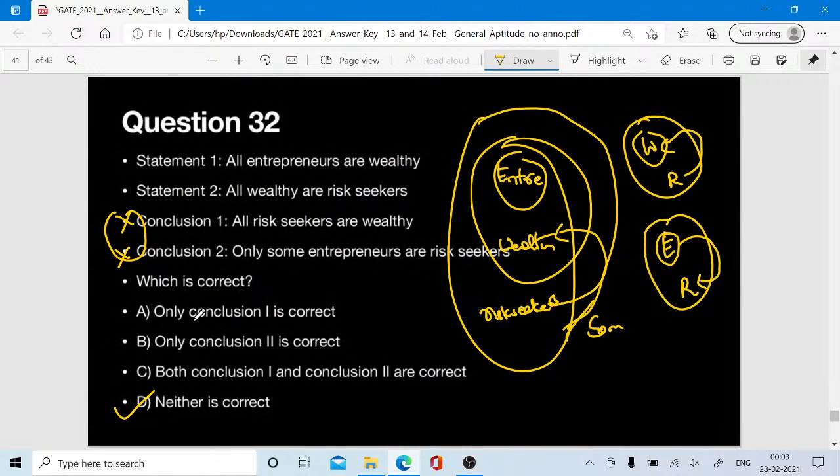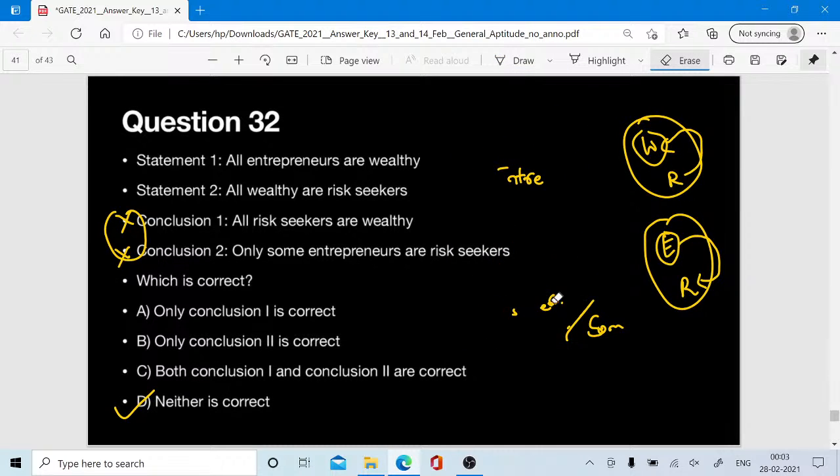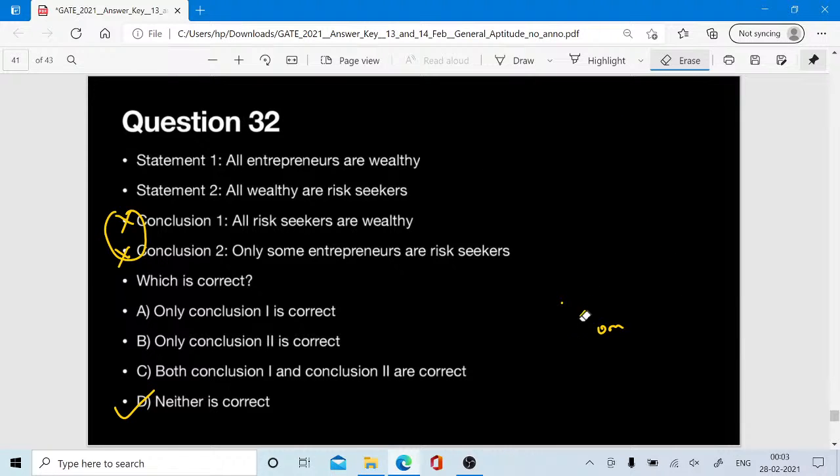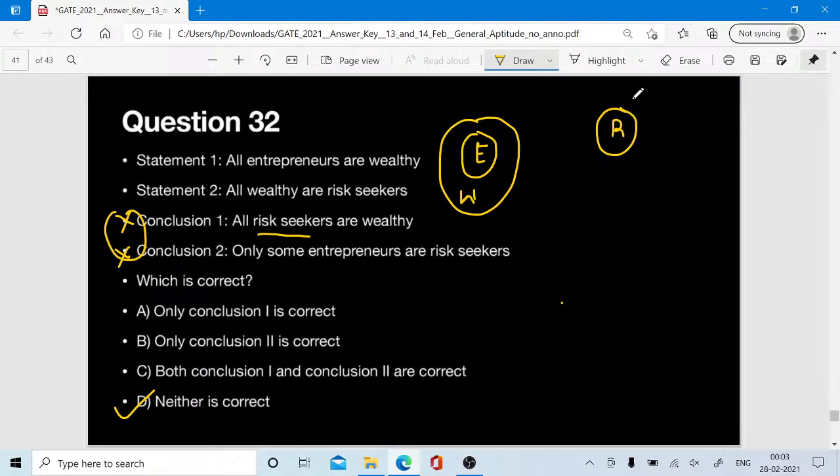Okay, conclusion 1 is correct. How can conclusion 1 be correct? Let me do it here, wait. See here. All entrepreneurs are wealthy. All E are W. And all risk seekers are wealthy. Yes or no? All risk seekers are wealthy.